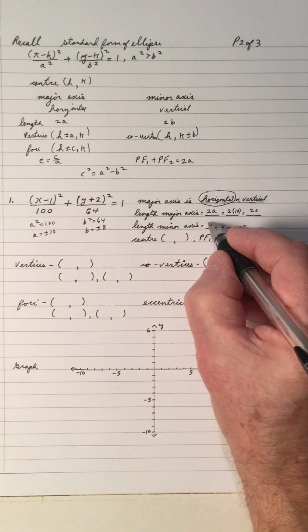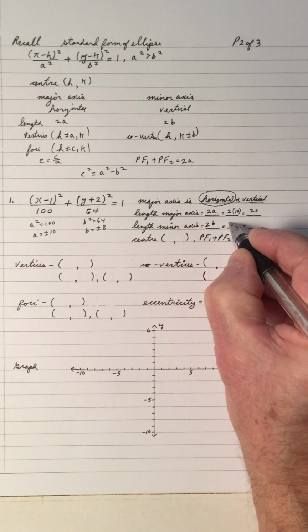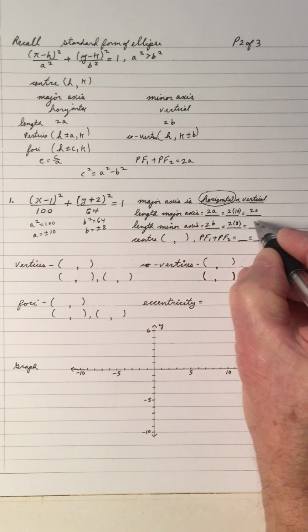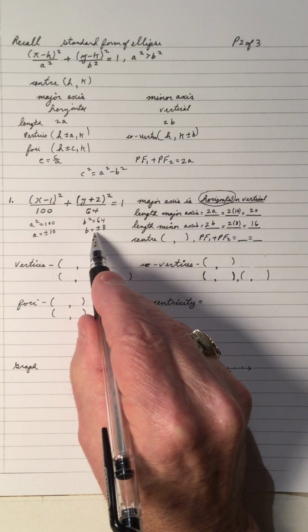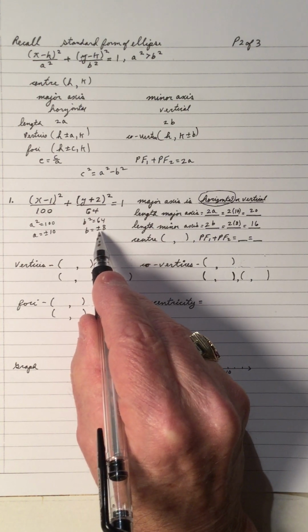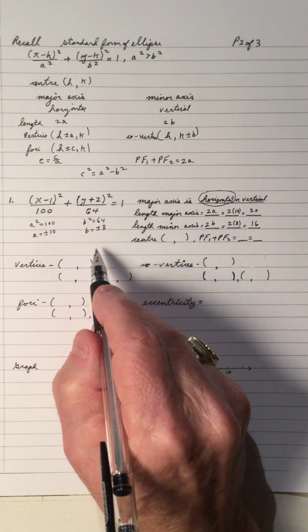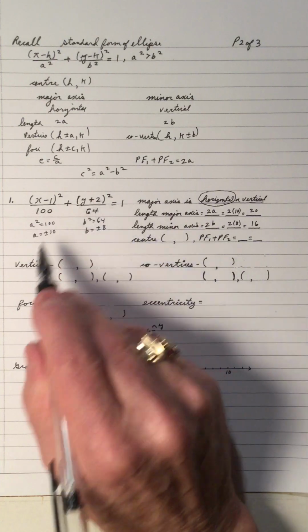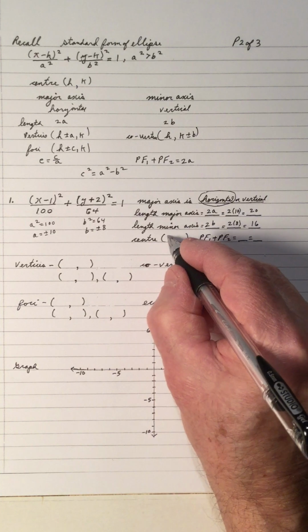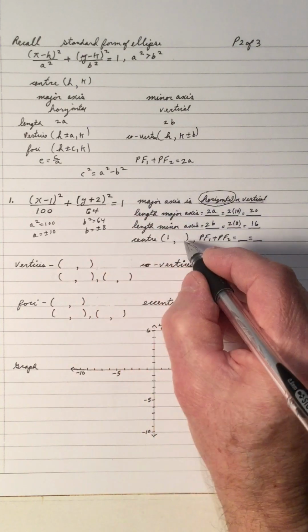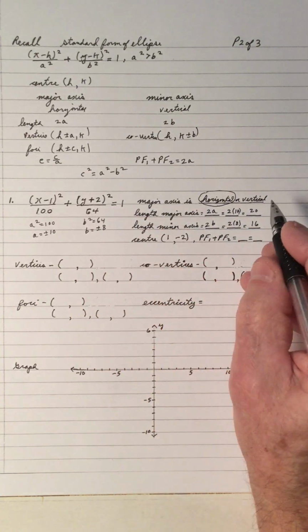The minor is 2b, so it's 2 times 8. B is 8, so the minor is 16. So the minor axis, which is the vertical, is up 8, down 8 from the y value in the center. And the center is the opposite of -1, which is 1, the opposite of +2, which is -2.